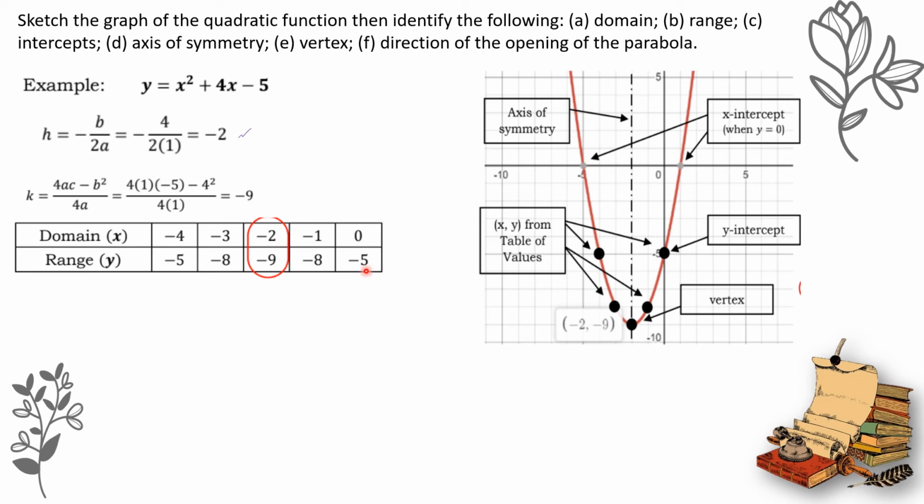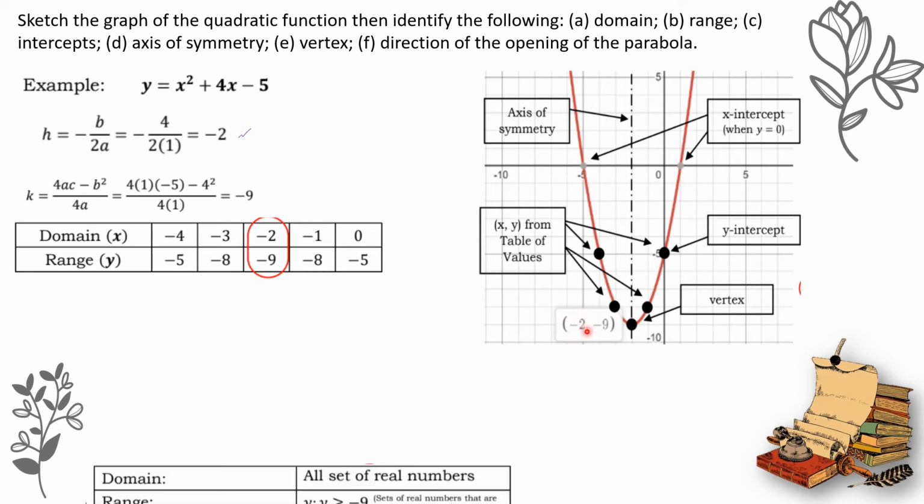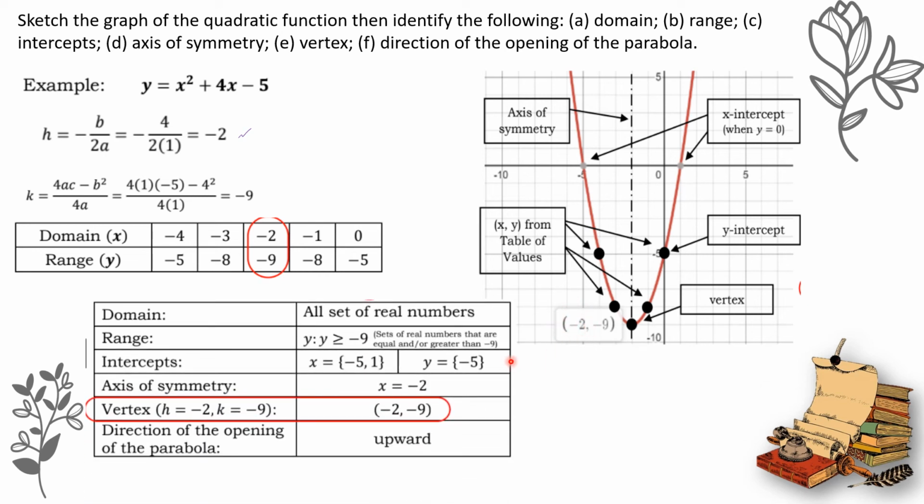Ngayon po, pag titignan natin ulit, saan po ang x-intercept? When y is equal to 0. Kailan daw po? Kapag po ang x natin ay 1, 0 ang y po natin. At kapag ang x natin ay negative 5, 0 po ang y natin. Kaya ang tinatawag po natin yan na x-intercept. Tapos yung axis of symmetry, kung ano po yung h nyo. So, ang h po natin ay negative 2. So, yun po yung axis of symmetry po natin.